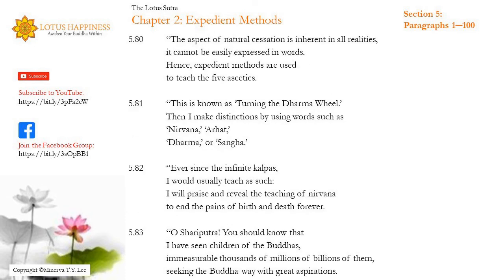The aspect of natural cessation is inherent in all realities. It cannot be easily expressed in words. Hence, expedient methods are used to teach the 5 ascetics. This is known as turning the Dharma wheel. Then I make distinctions by using words such as Nirvana, Arhat, Dharma, or Sangha. Ever since the infinite kalpas, I would usually teach as such. I will praise and reveal the teaching of Nirvana, to end the pains of birth and death forever.